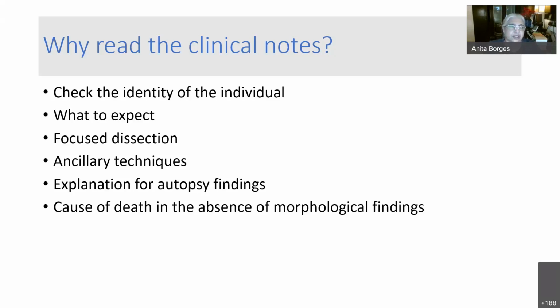And of course, the clinical notes will be very, very helpful when the cause of death is not very apparent in the autopsy room, and there are no morphological findings. Sometimes you don't find morphological findings even on histopathology. And then the clinical notes can be very helpful to try and tie up what happened, not just at the end of life, but the clinical course of why this patient ended up on your autopsy table.